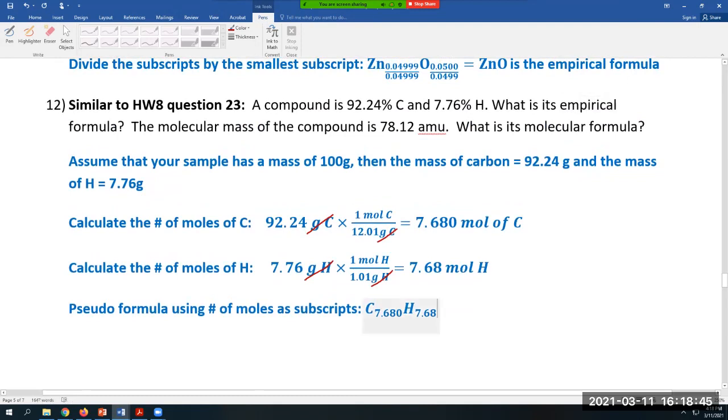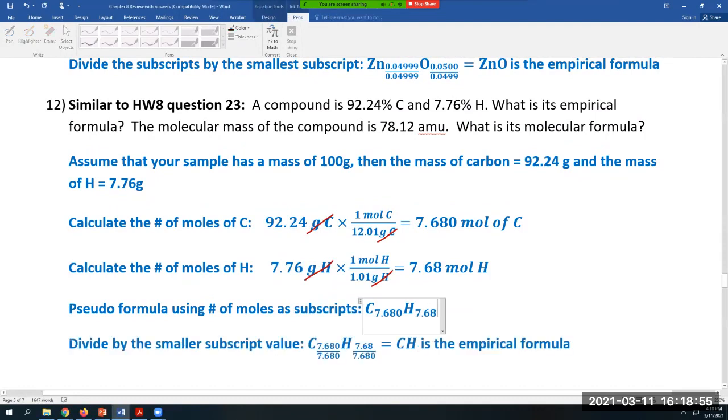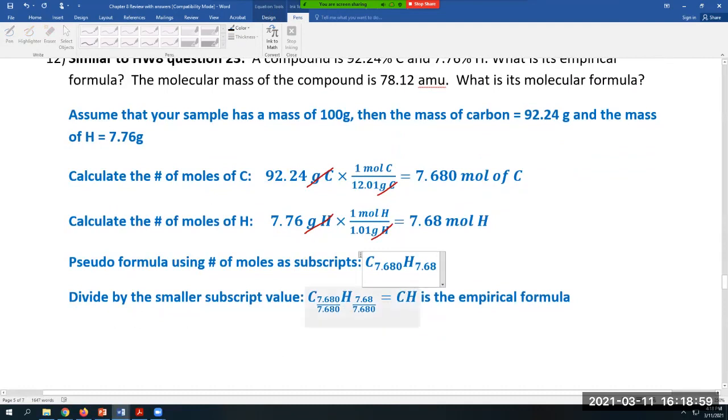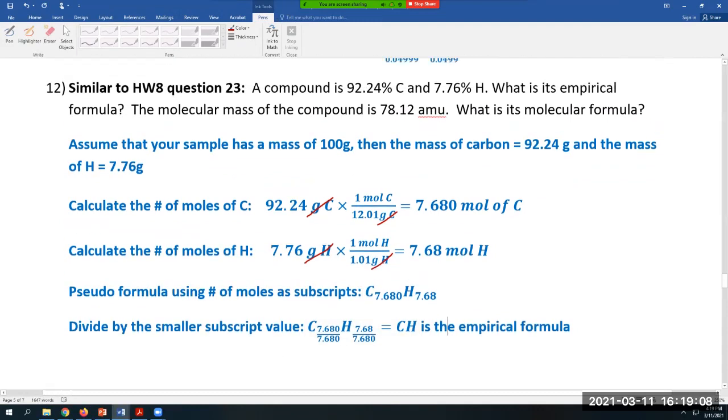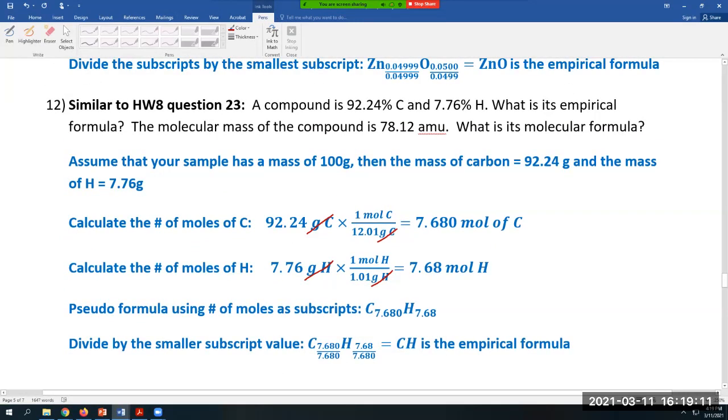We divide by the smallest of the subscript. And so here it doesn't matter, they are both the same. So we will divide those subscripts by themselves. And it's going to be 1 for both of them, right? C1, H1, which we would write as CH because we omit the subscript of 1. So CH is the empirical formula of this compound. So that answers the first question of question 12 here.